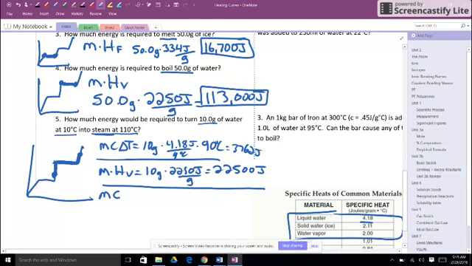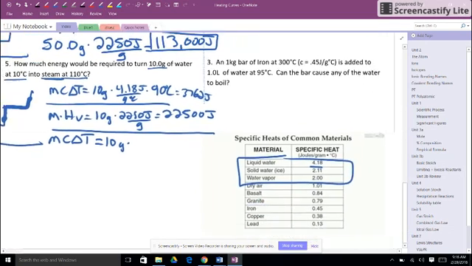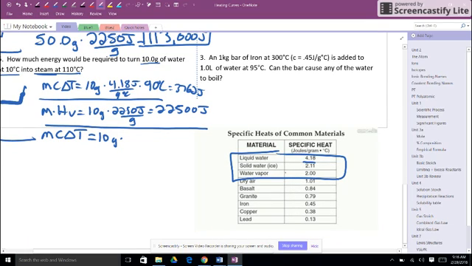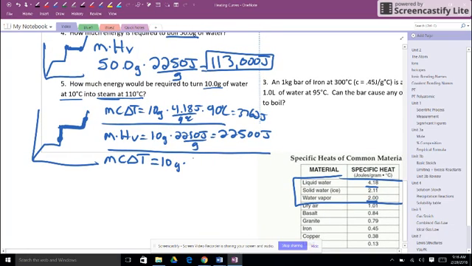Okay, now that we've boiled that water, now we're trying to change the temperature of the steam. When we're changing the temperature, we're going to use MC delta T. Now, we need to be careful here that this is no longer liquid water. It is steam. And if you look down here on our specific heating table, we see that water vapor has a specific heat of 2. I guess that means that it's easier to heat water vapor or steam than it is just water. So we're going to use 2.0 joules per gram degrees Celsius.